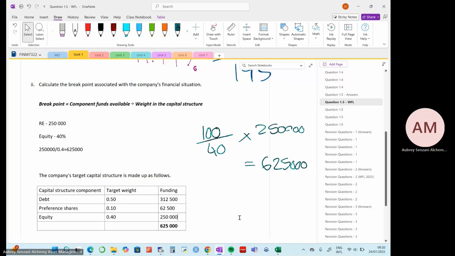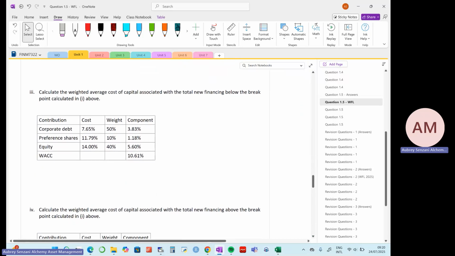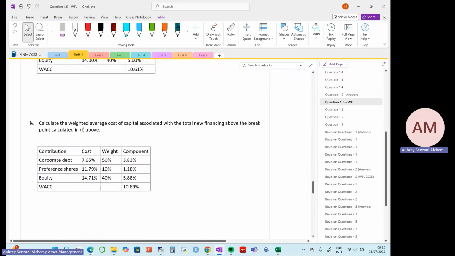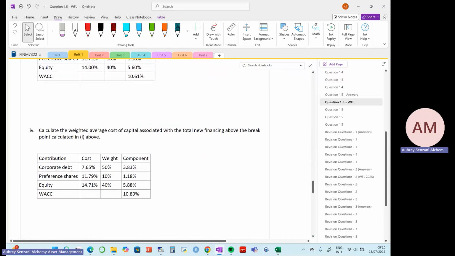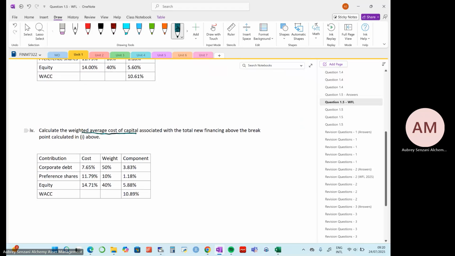Yeah, and you'll see we're not done with this concept. So it's good you guys are asking questions. You'll see that we are actually going to need this as we go further. So now, part 4, they're now saying, calculate the WACC associated with the total new financing above the breakpoint.